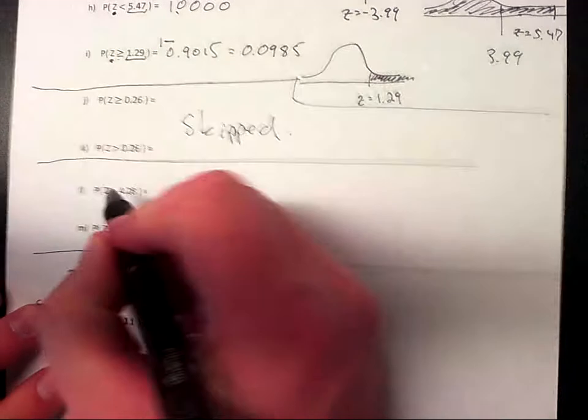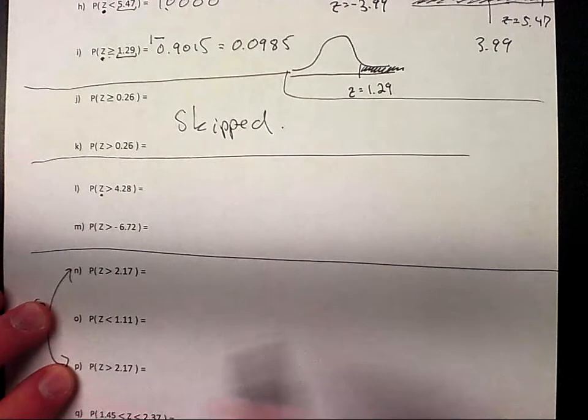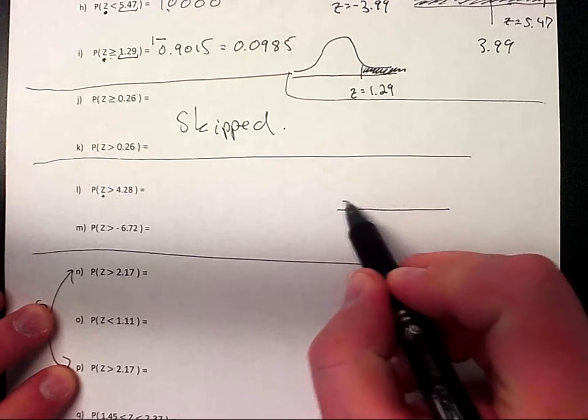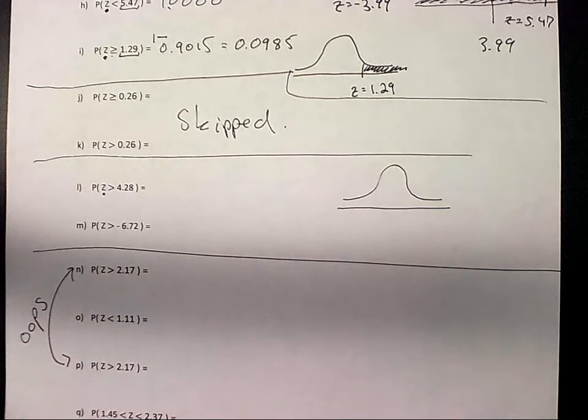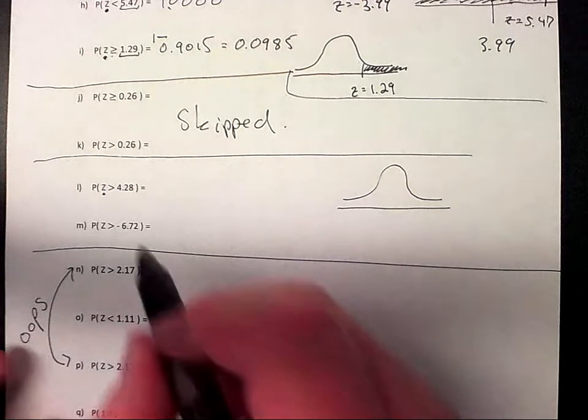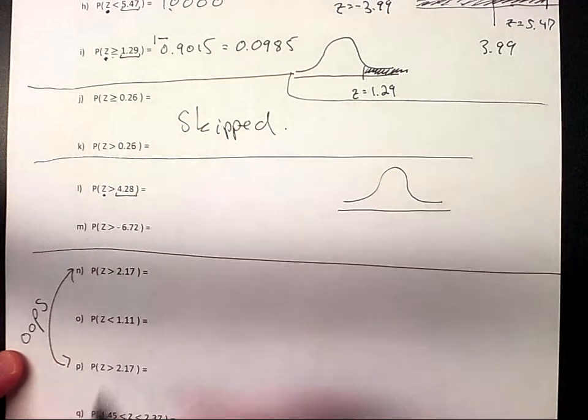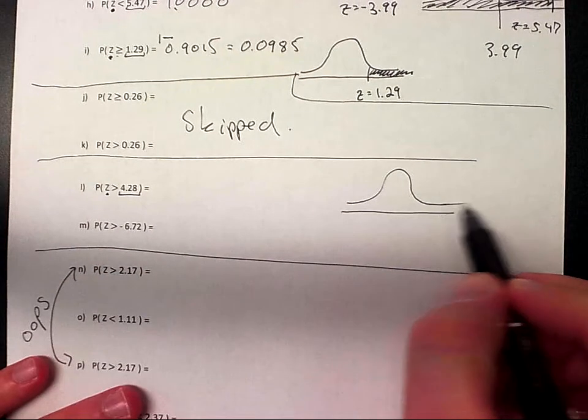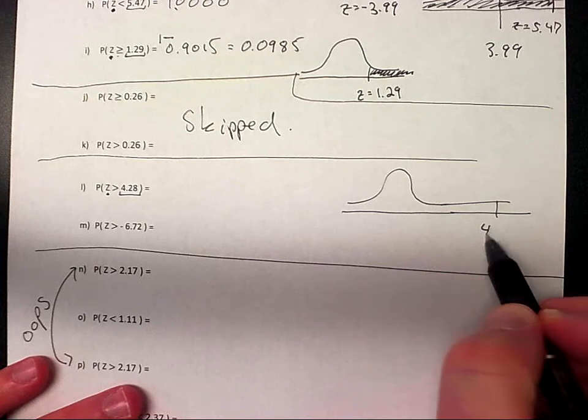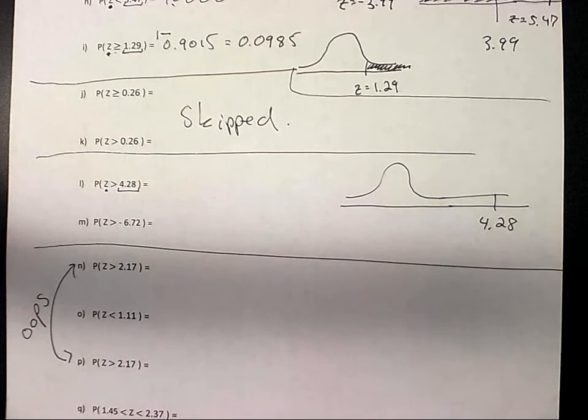Let's follow the process. Process says, is this right here a Z? It is a Z, so therefore I know I can use my standard normal distribution, or my bell-shaped and symmetric curve. Then the next thing that we're going to do is record this value, 4.28. It's positive, so we know that we're going to be above the mean, 4.28.